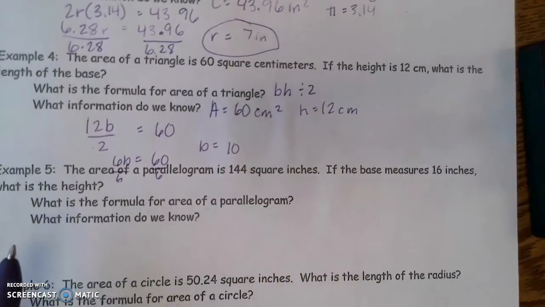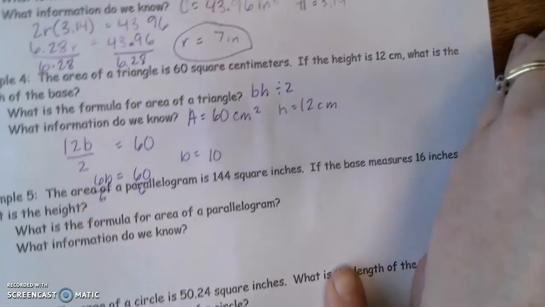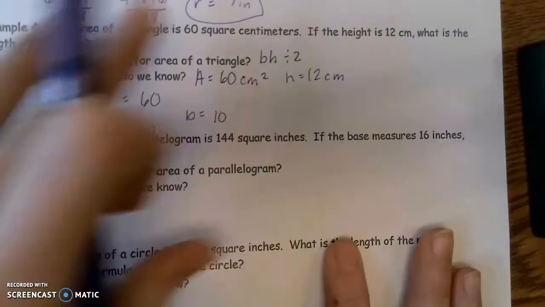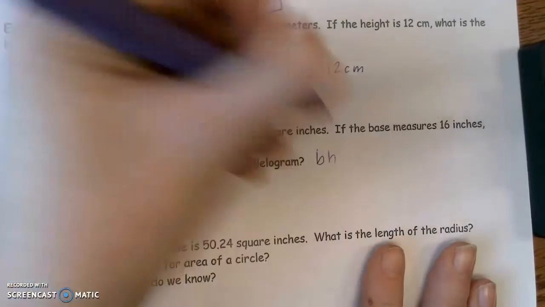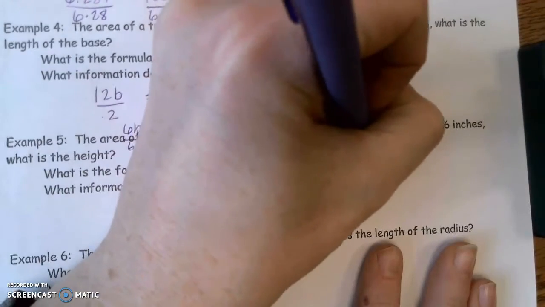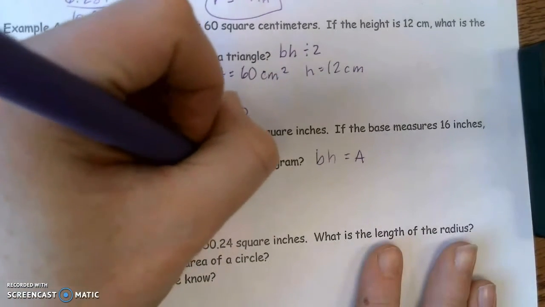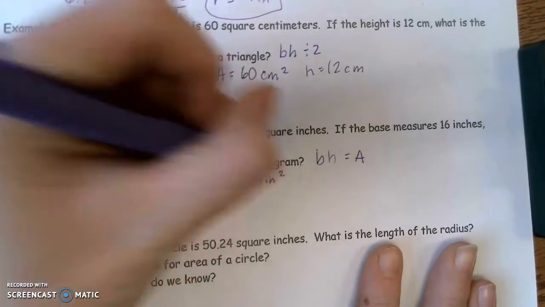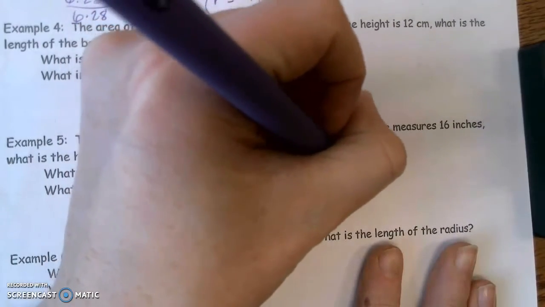All right, so now we're looking at example 5, the area of a parallelogram. Sorry, guys. The area of a parallelogram is 144 square inches. If the base measures 16 inches, what is the height? Okay, so when we are looking at a parallelogram, we just do base times height equals area. So we know that the area is 144 inches squared. We know that the base is 16 inches.